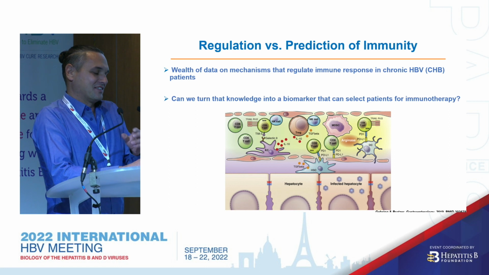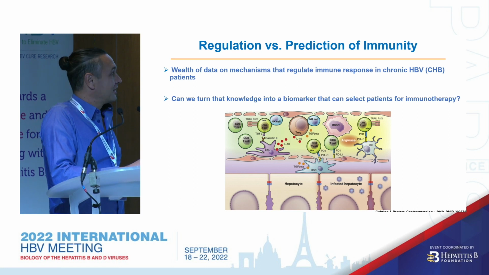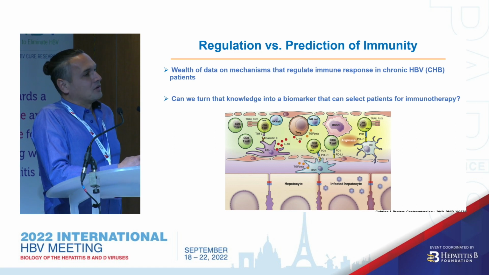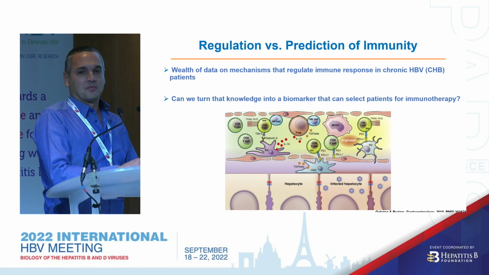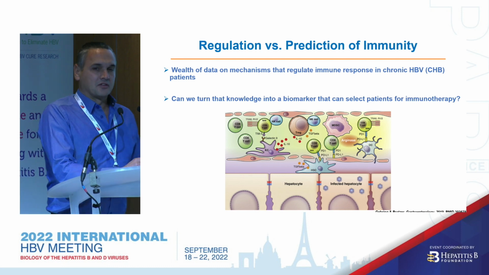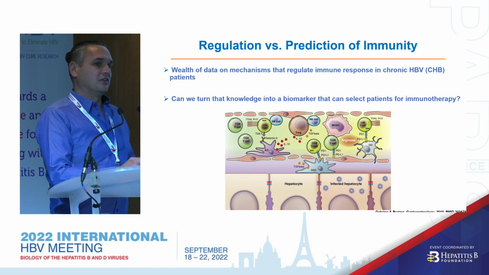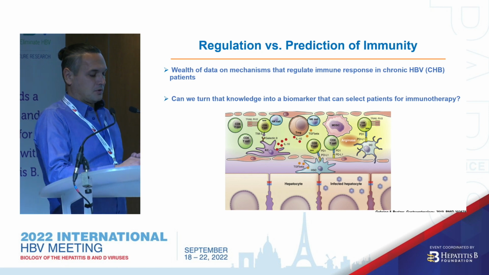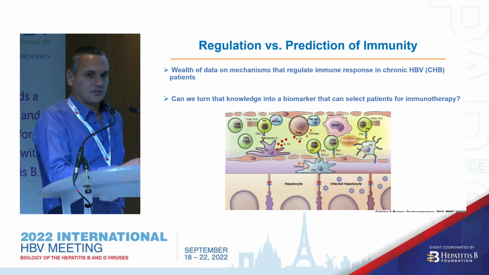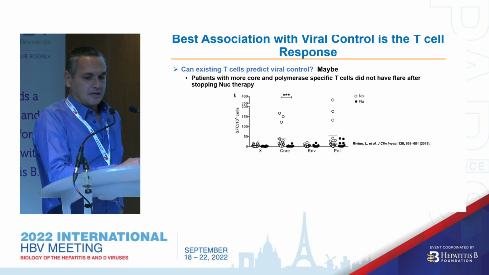Antonio gave this, I could hear him laughing in the email when I got the invitation to speak. But we now have really a wealth of data on the mechanisms that regulate immune responses in chronic hepatitis B, and the challenge is really how do we turn those into a biomarker to select patients for immunotherapy, and do we need to select patients for immunotherapy? And I think on the last slide I'm going to make a case where there are situations where that's going to be necessary.